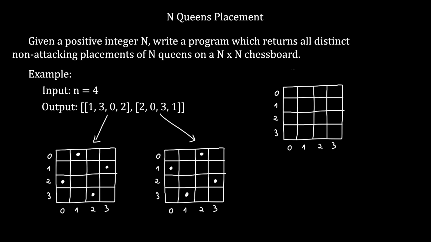Given a positive integer n, we have to write a program which returns all distinct non-attacking placements of n queens on a n crossed n chessboard. So, we are given the integer n. For this example, n equals 4. So basically, we have a chessboard of 4 rows and 4 columns. And we need to place exactly n queens, right?